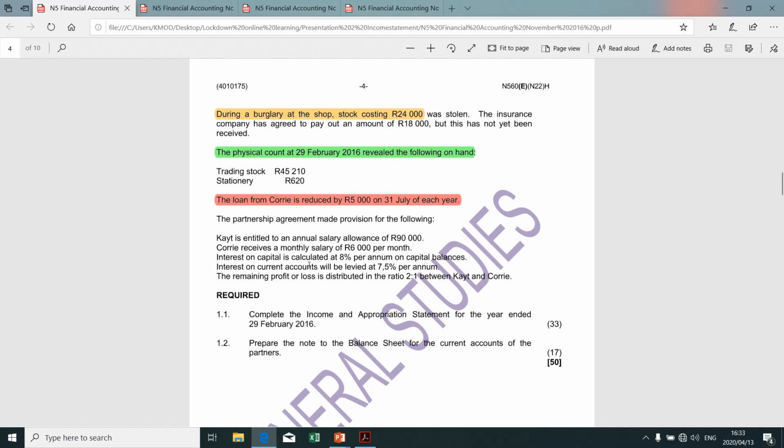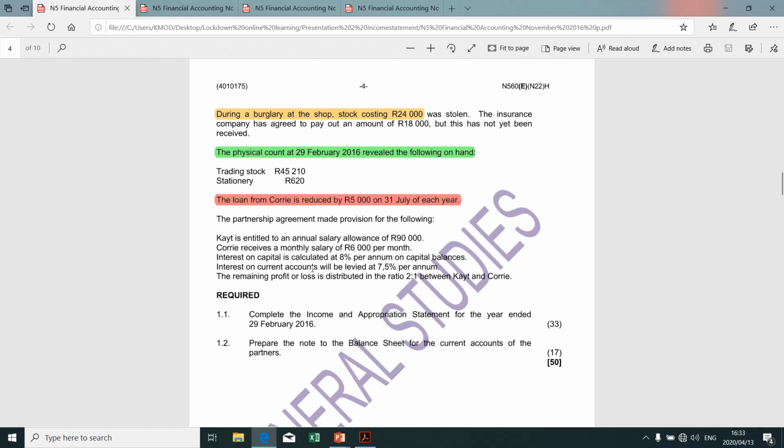The interest on capital entitles the partners to interest of 8% on the capital balances. Remember, this will be reflected as a credit in the current account as it increases the share of interest of a partner in a partnership.